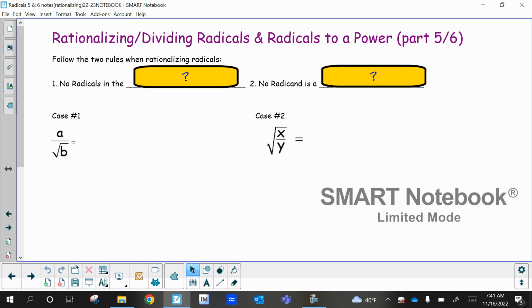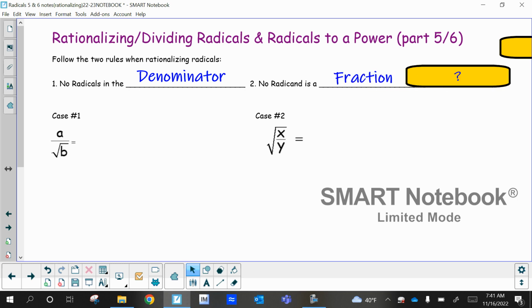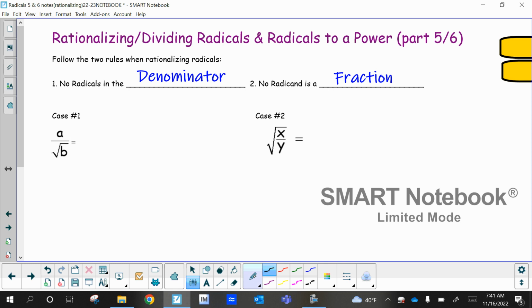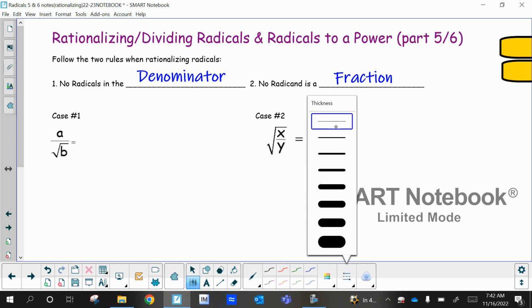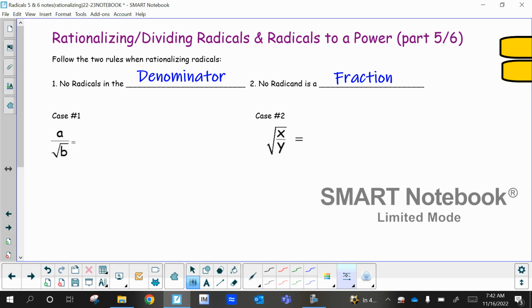So there's just two rules you have to follow, okay? You cannot have any radicals in the denominator, and no radicand can be a fraction. So I'm going to show you what to do when this happens for both cases. So on case number one, I see a radical in the denominator.